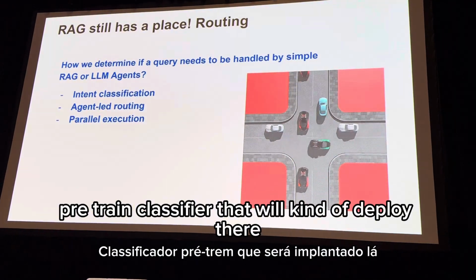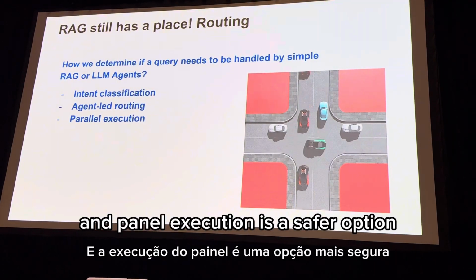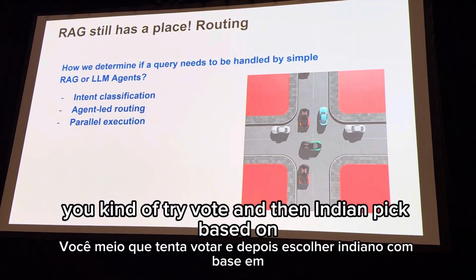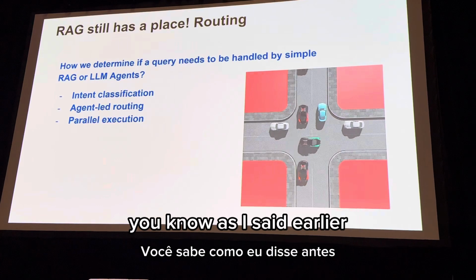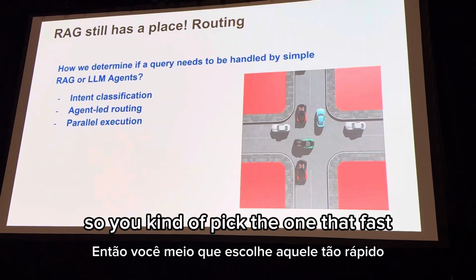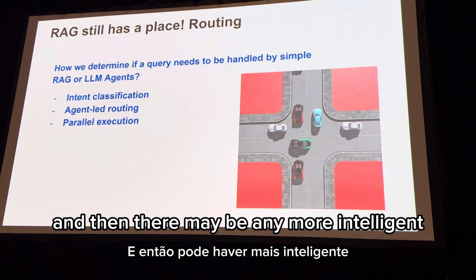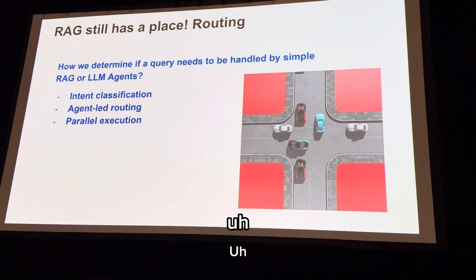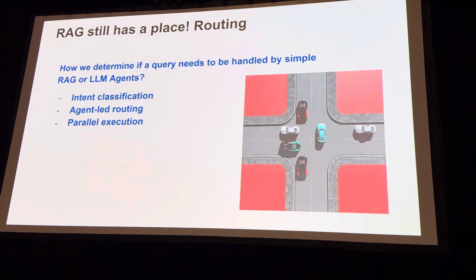And parallel execution is a safer option, right? You try both, and then in the end pick based on, as I said earlier, your agent will fail if it didn't work out. So you pick the one that passed, and then there may be a more intelligent model that makes this decision in the end for you to pick which one to show.